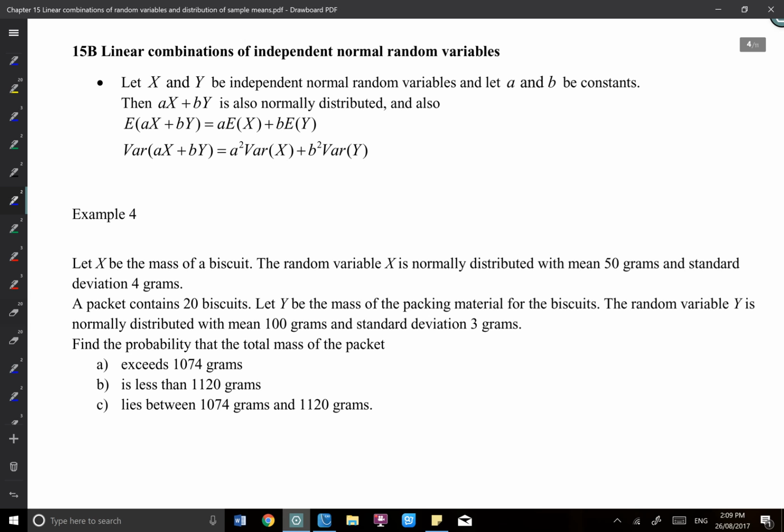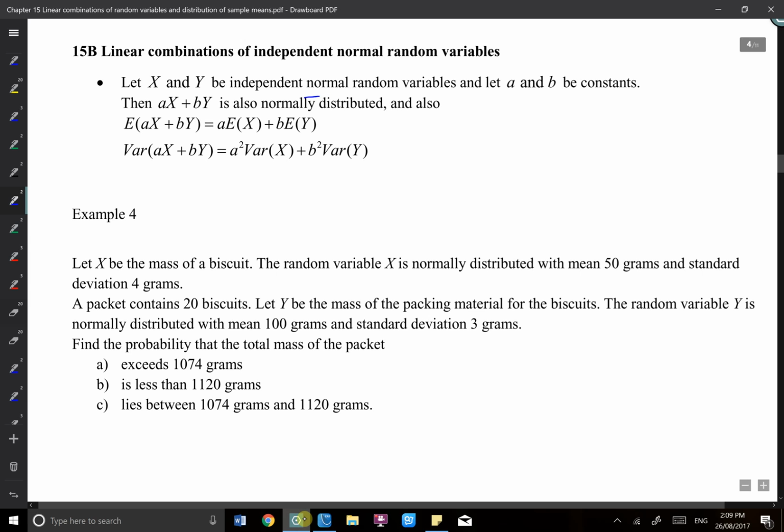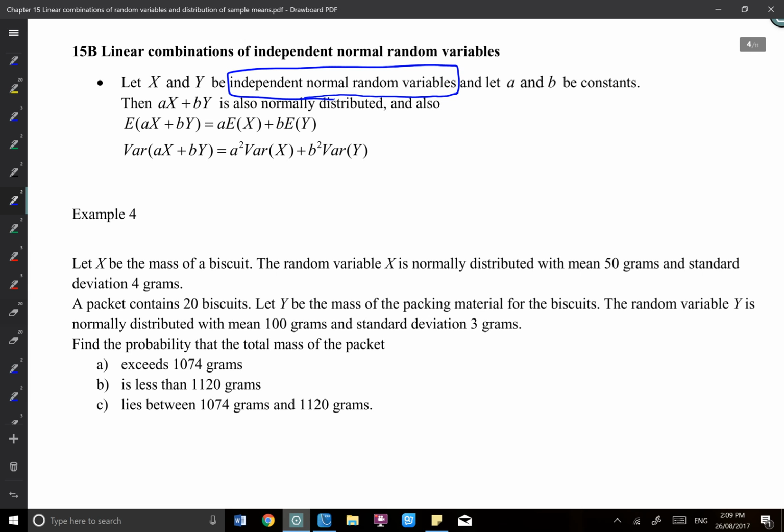15b is telling you that if x and y are independent normal random variables, let's just remember what a normal random variable is. What curve? The shape. A bell curve. Bell curve is the normal distribution. The whole two chapters are about the normal distribution, so you use the normal distribution all the time. Just keep using it.